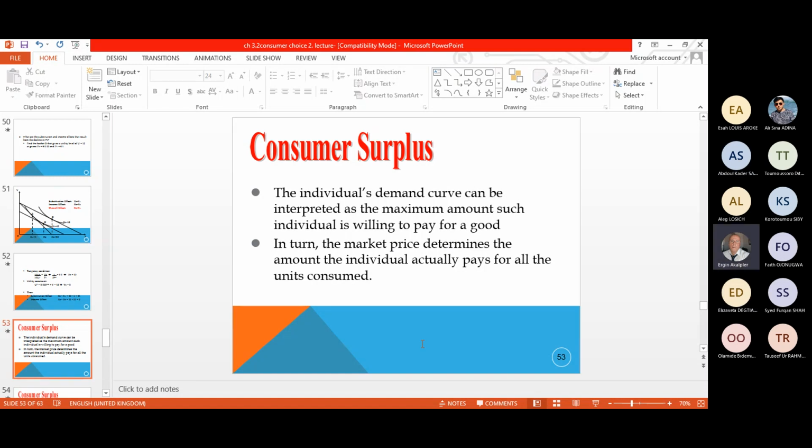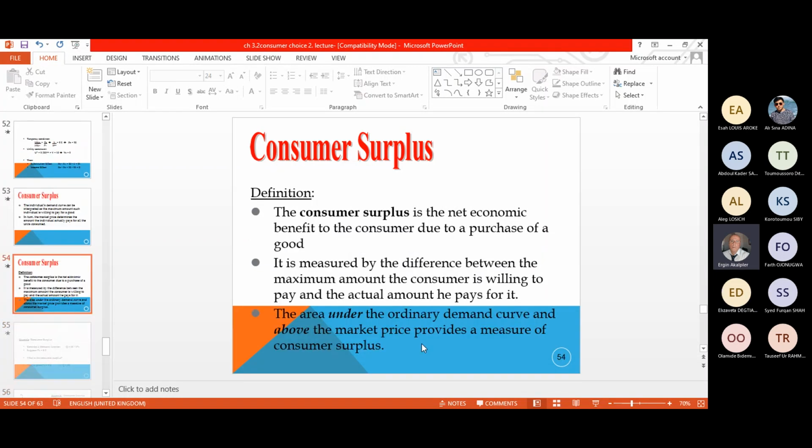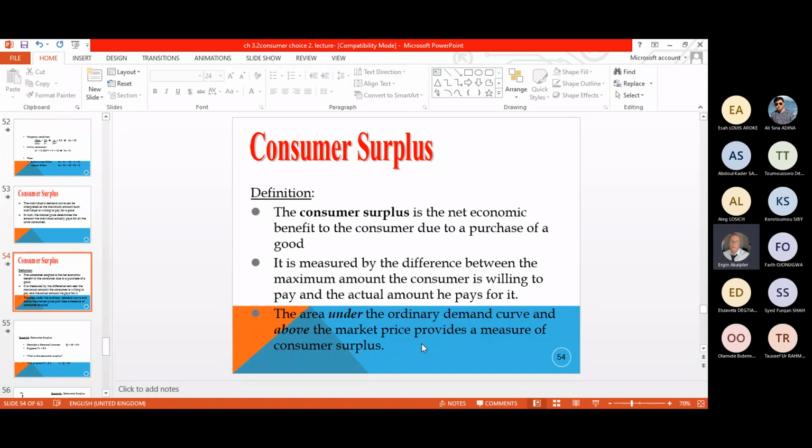Okay. Consumer surplus. The individual's demand curve can be interpreted as the maximum amount such an individual is willing to pay for a good, and in turn the market price determines the amount the individual actually pays for all the units consumed. The consumer surplus is then the net economic benefit to the consumer due to a purchase of a good. It is measured as the difference between the maximum amount a consumer is willing to pay and the actual amount he pays for it, and the area under the ordinary demand curve and above the market price provides a measure of consumer surplus.